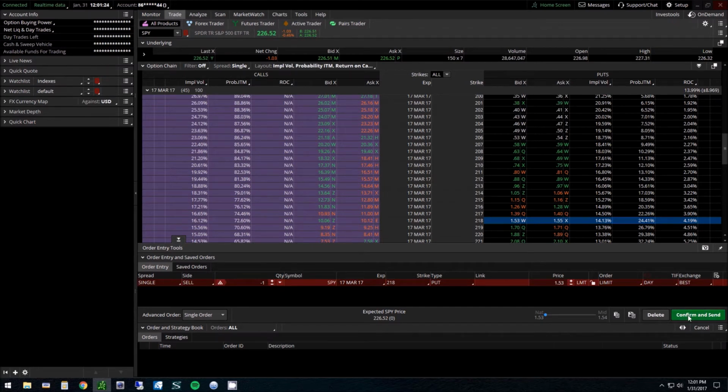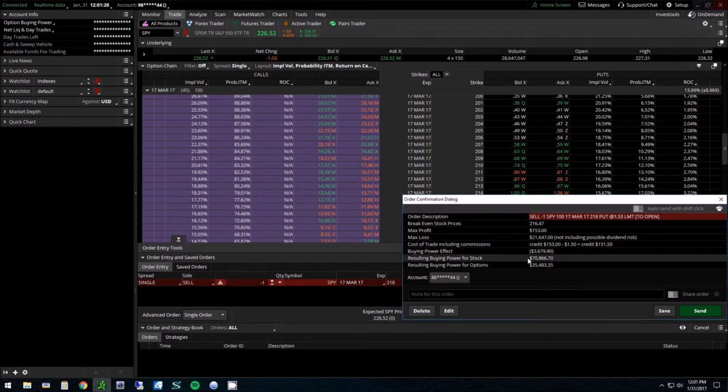Let me just hit confirm and send. Right here, I'm not going to confirm and send that, but as you can see, the potential maximum risk loss could be about $1,000 if it went to zero. Very unlikely, but still possible, right? It also shows my fees and things like that here, and the buying power effect is greatly reduced.